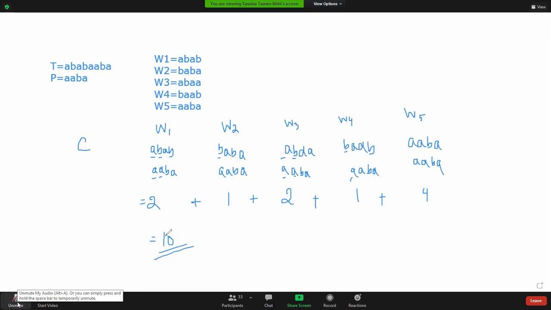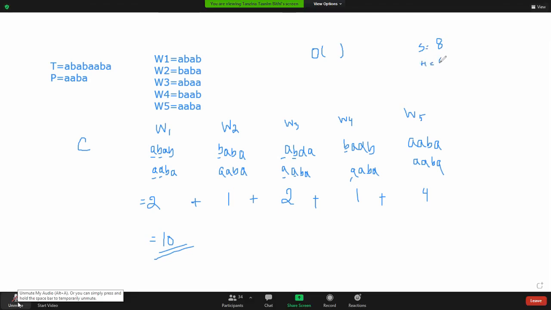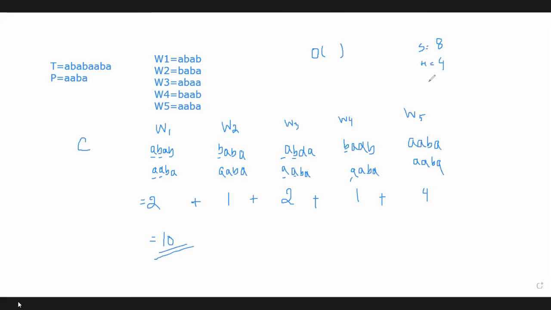Still, this is not our complexity. We need to perform 10 comparisons. Now we have to represent the time complexity in big O notation. So can you relate the comparisons with the number of inputs? Here, how many inputs do we need? The length of the text is 8, that is S equals 8, and the length of the pattern is 4. That means in this algorithm we have to store a total of n equals 8 plus 4, that is S plus R, number of data.